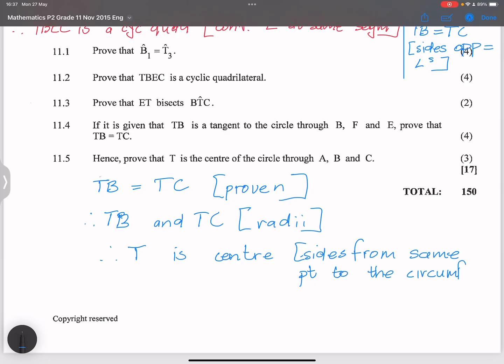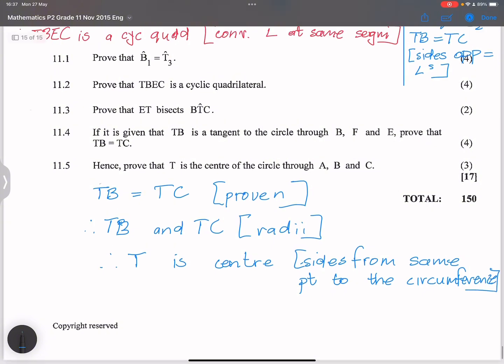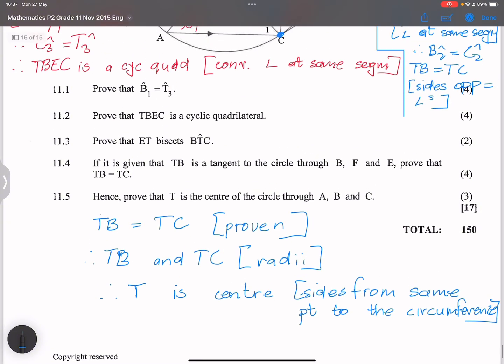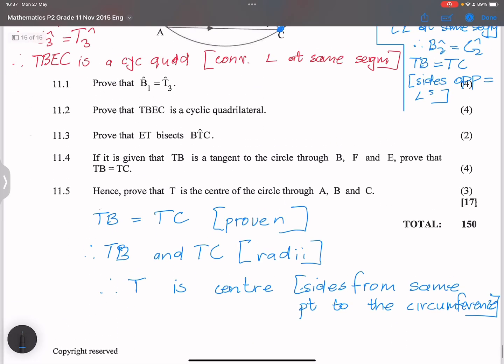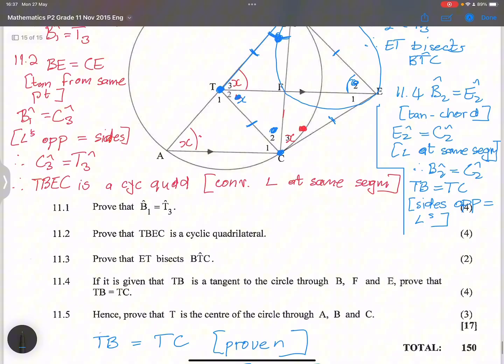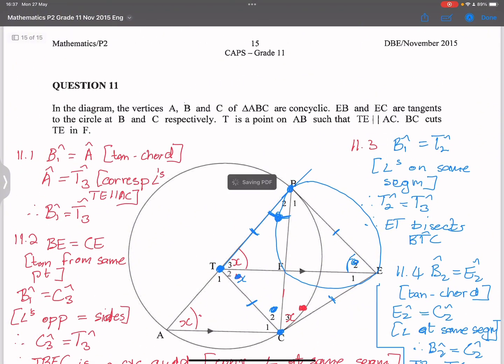All right, and ladies and gents, essentially this is how we are going to conclude this question paper, really worth 150 marks at the end, right? And I hope that you are able to follow on in every single thing that we do.